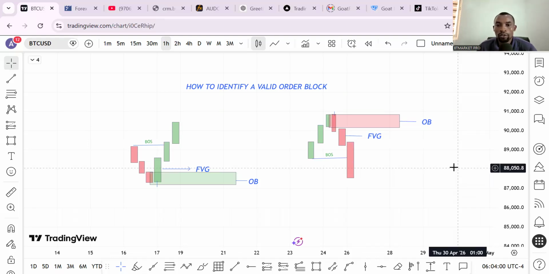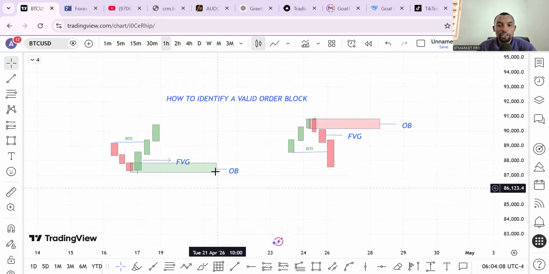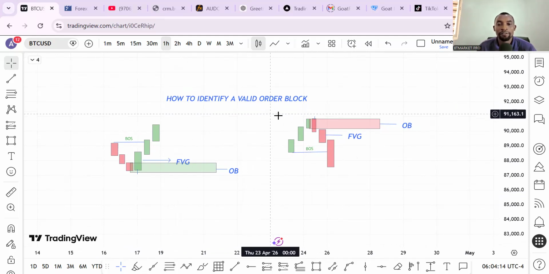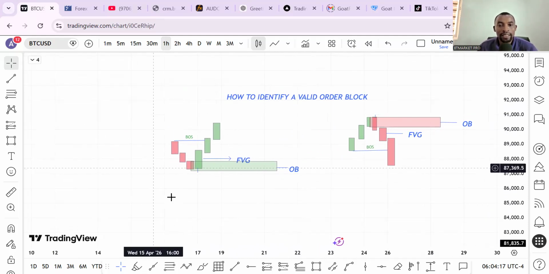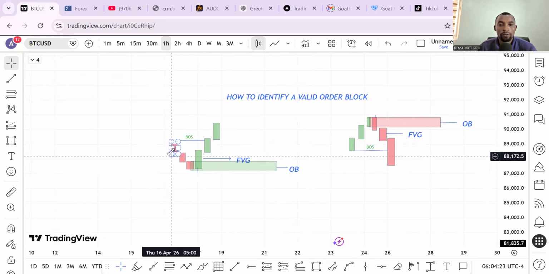So let's go into the chart as I show you how you're able to trade or identify a valid order block. Right. Welcome back. Now, we have these two diagrams before us, which explain perfect order block, how to identify a valid order block. Let's dive into this first one, which we all know as the bullish order block.